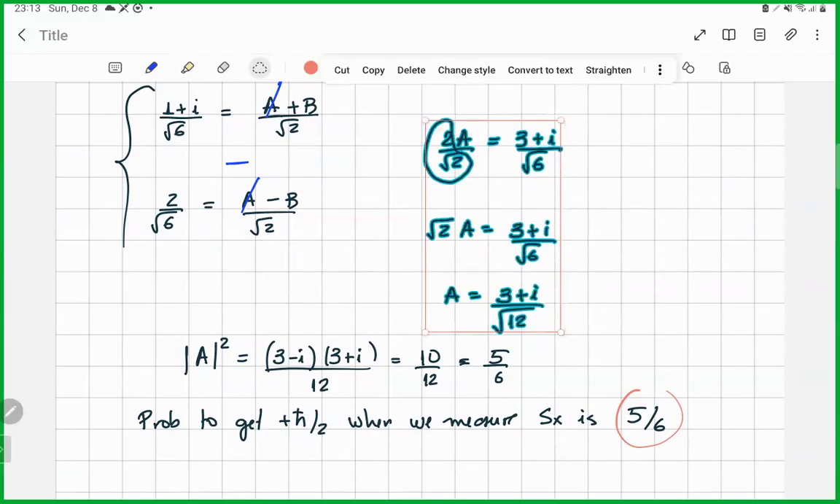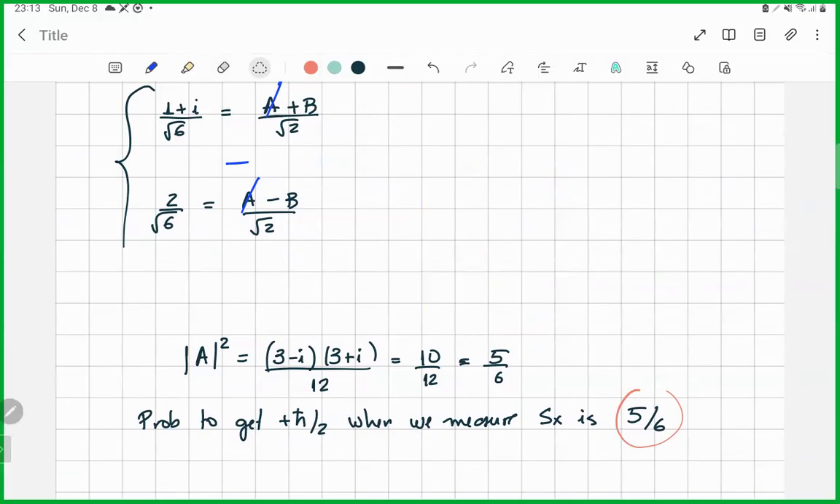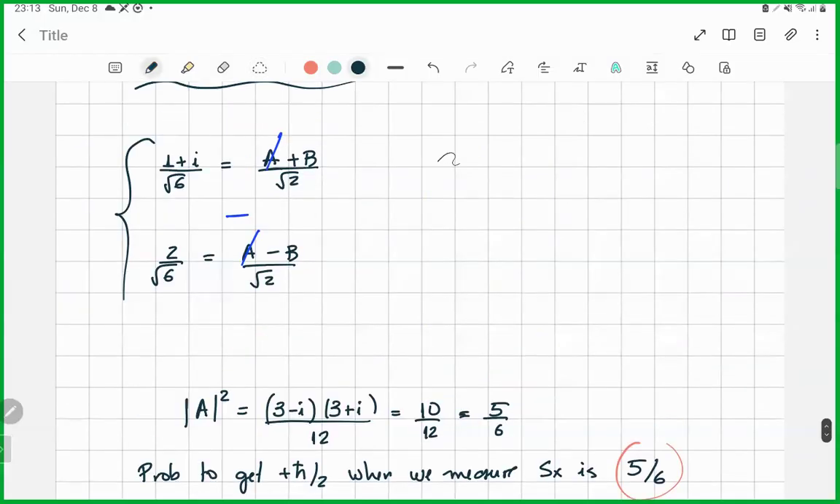And let's get the equation now for B. So we have 2B over square root of 2, and then we are subtracting. So now we have I minus 1 over square root of 6. Remember how we wrote this part? We had written as square root of 2, right? So we find that B is I minus 1 over square root of 12.